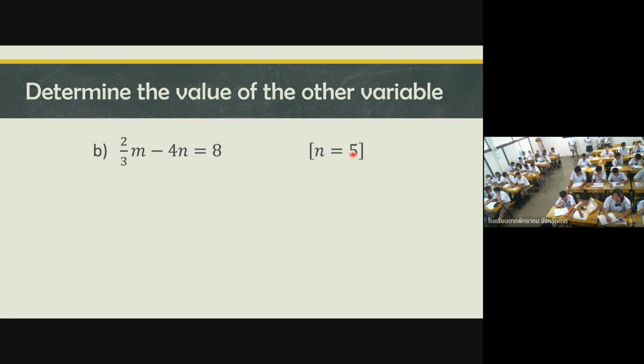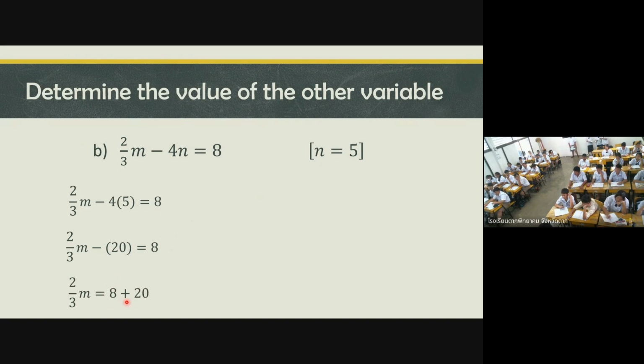So again, n is equal to 5. Since this is our n, we're going to substitute it there. So we're going to have 2 over 3m minus 4 times the value of n, which is 5. And what is 4 times 5? 20. So this will become minus 20. Now this minus 20, if we put it onto the other side, will become plus 20, right? And so 2 over 3m is equal to 28.